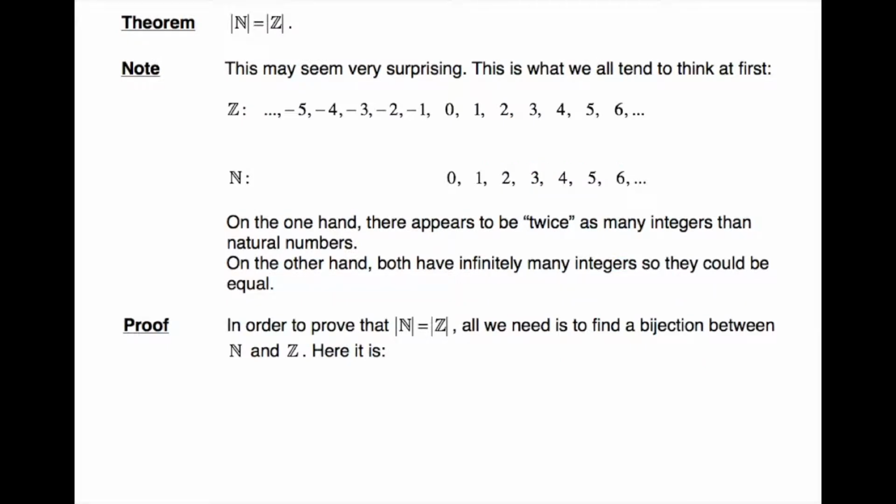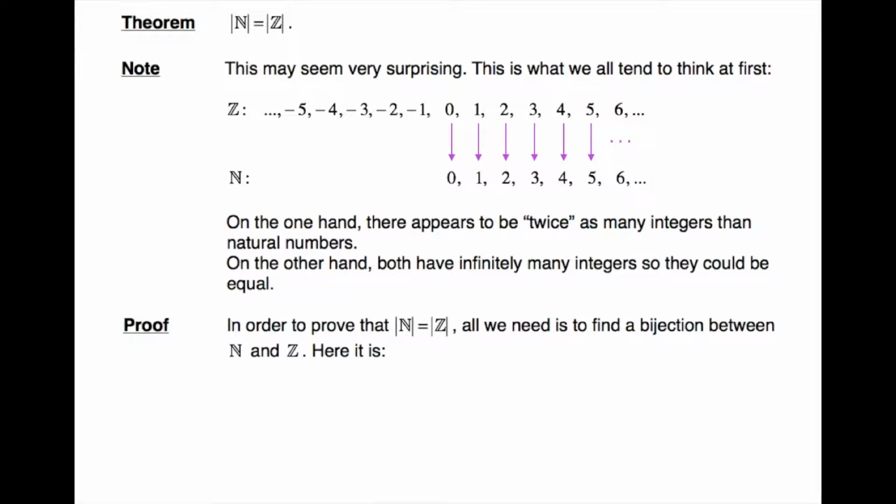So, first theorem here, which is really surprising: the set of natural numbers has the same cardinality as the set of integers. This may seem very surprising. This is what we all tend to think at first. We would have the integers at the top, the natural numbers at the bottom, and the obvious way to pair them is like this. And now what do we discover? Well, we have many, many more integers than natural numbers. So it looks like we failed to build a bijection.